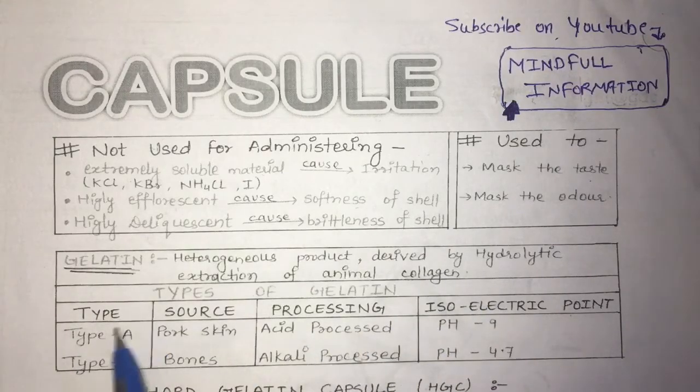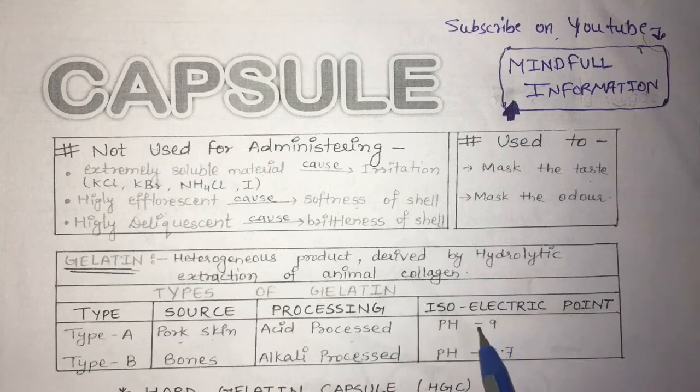Type of gelatin. There are two types, type A and type B. Source: type A is obtained from pork skin, by the acid process, and its isoelectric point is pH 9. Type B is obtained from bones, alkali processed, and its isoelectric point is pH 4.7.